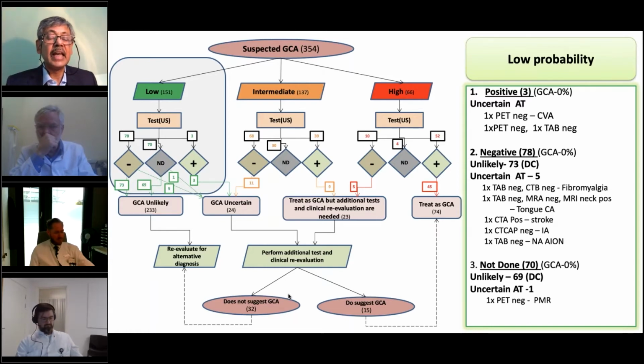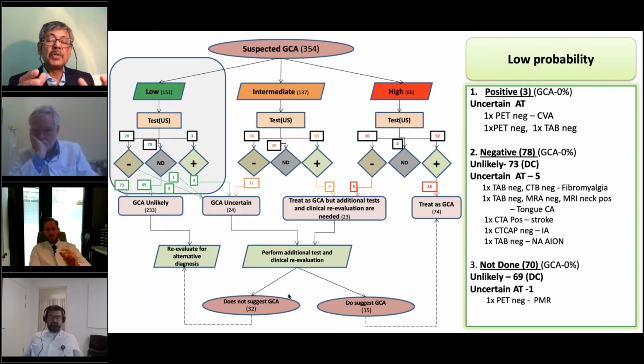And in fact, these biopsies came back as negative. The positive ultrasound in low probability makes them a GCA uncertain category. And then we did temporal artery biopsies, and they came back as negative. So we said, does not suggest GCA.